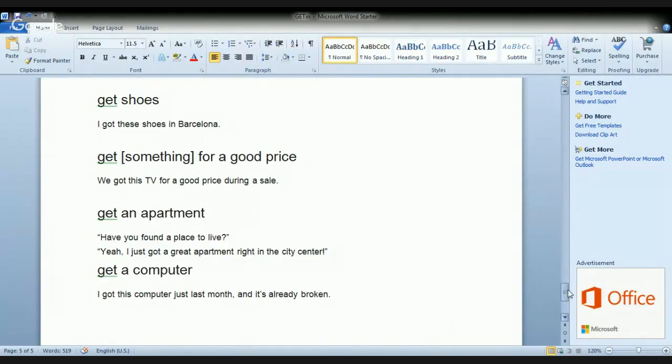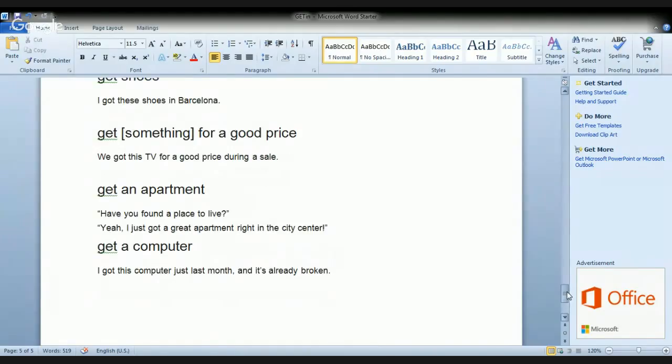And the last example here that we have for today is get a computer. So I got this computer last month and it's already broken. So it's not a very good computer, it looks like. But you bought a computer, maybe you obtained it, maybe you got it from a friend or something like that. It means to get a computer.